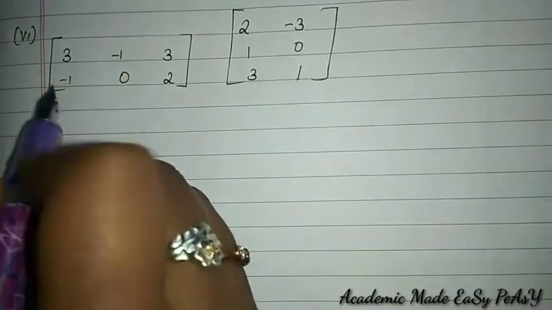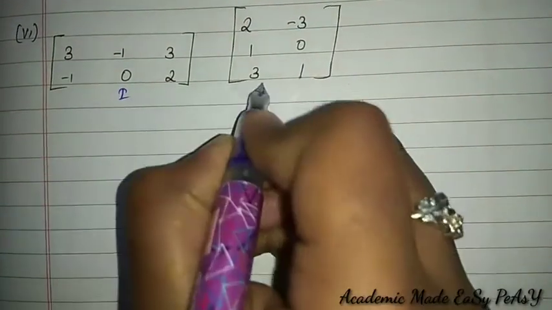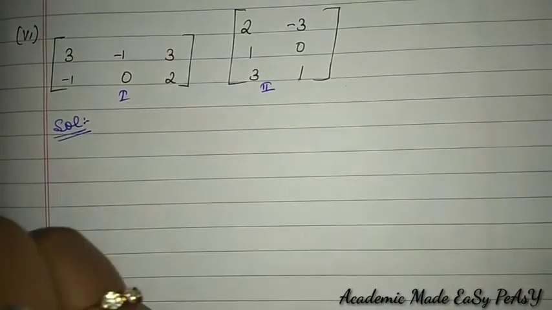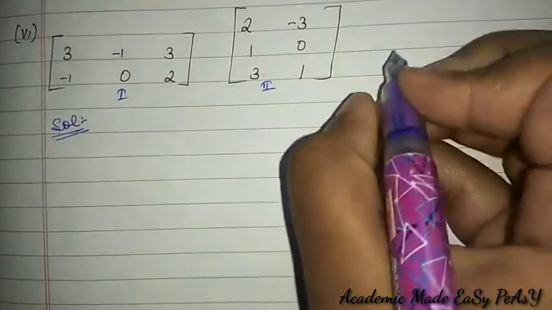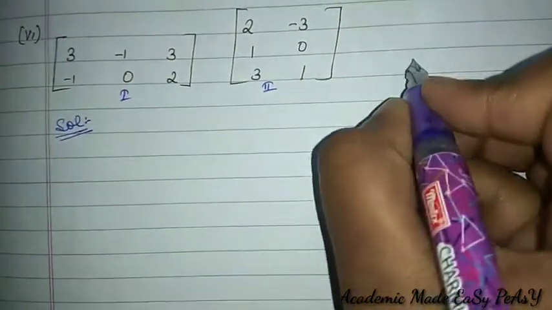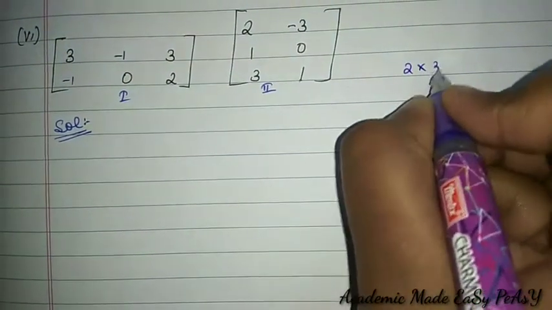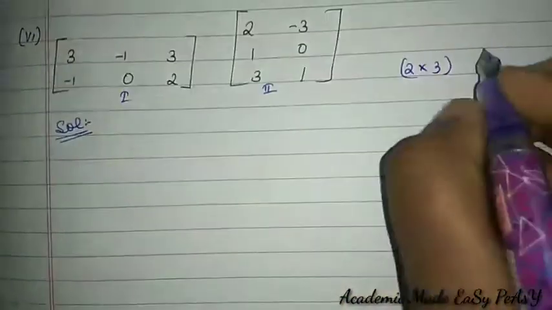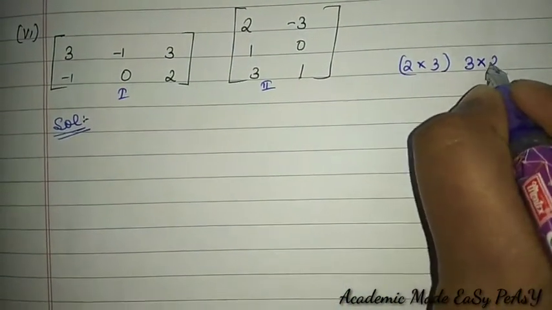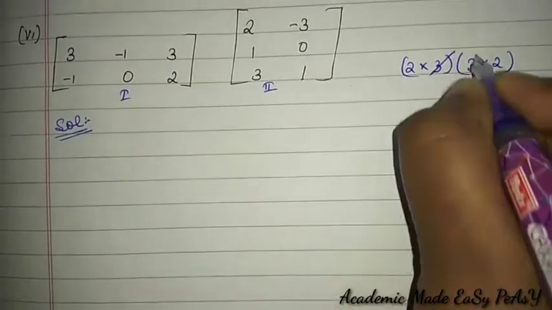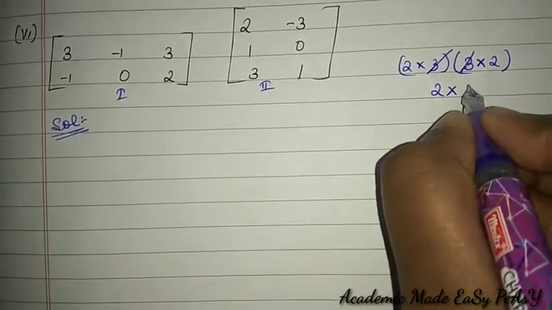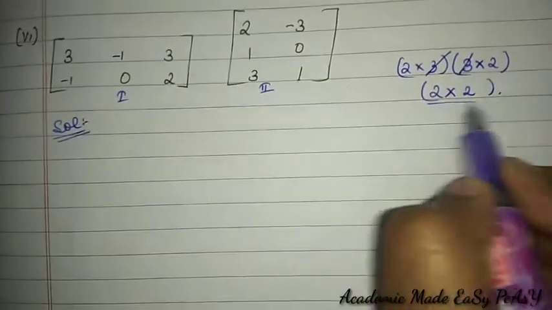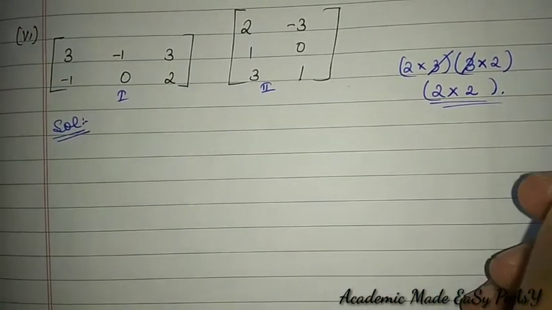So sixth subdivision, I have two matrices given. So I have to find the order first in order to find the matrix. Okay. So the first matrix is of the order 2 by 3, and the next is of the order 3 by 2. So I will cancel these two elements. So next I will have 2 by 2. So the final answer will be in the order 2 by 2.